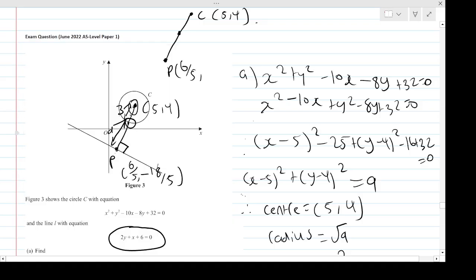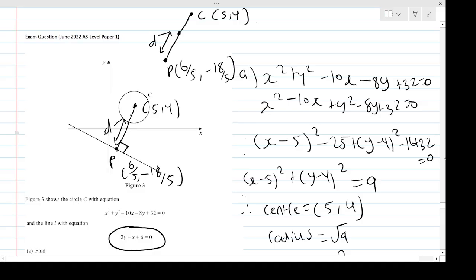6 over 5 minus 18 over 5. But I want to work out, if we look at it, let me get rid of some of the annotations to make it clearer, because the diagram's a bit messy. There we are. I want to work out that length there. That's the distance between the line and the circle. So I want to work out that distance there.